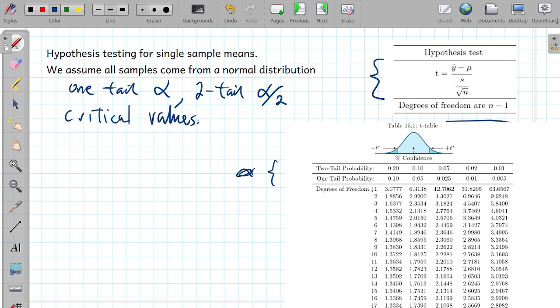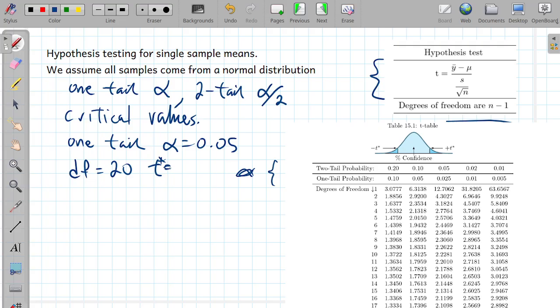Let's say we have one tail. Alpha is 5%. Degrees of freedom will be 20. What is the critical value? Oops, put that in the wrong spot. What is the critical value? And that's what I use the asterisk on T for.